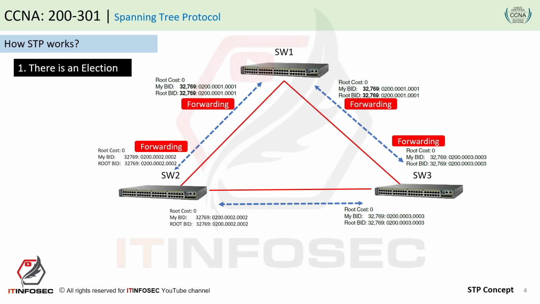Now the main fight is between switch 2 and 3. Which one is better in this election? The switch that has a smaller or lower bridge ID, that is SW2. Therefore, the port of SW3 that is connected to switch 2 is blocked, and the possibility of creating a loop in the network is prevented. So this port of SW2 will be in the forwarding state, and this port of SW3 will be blocked.